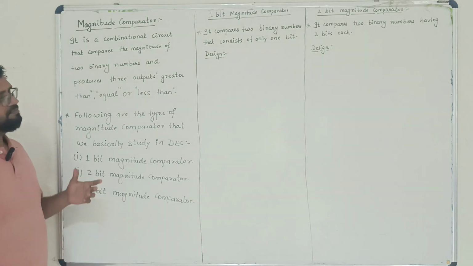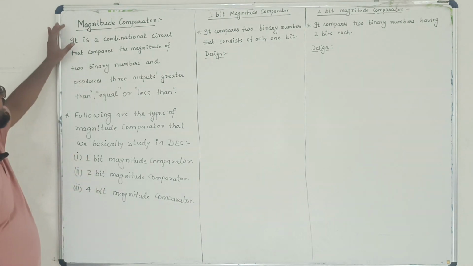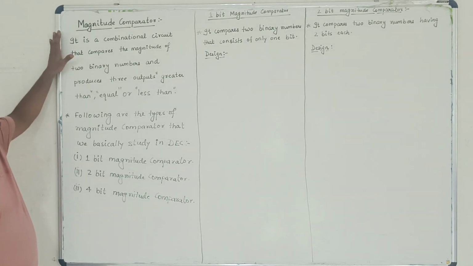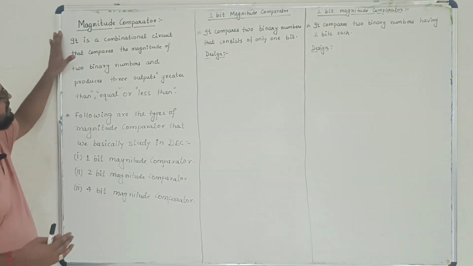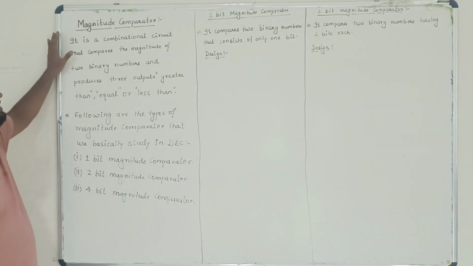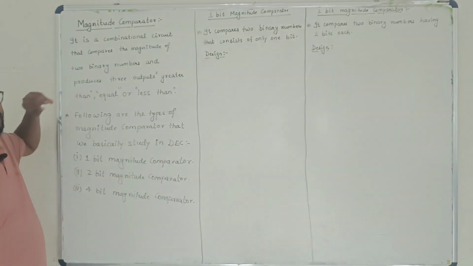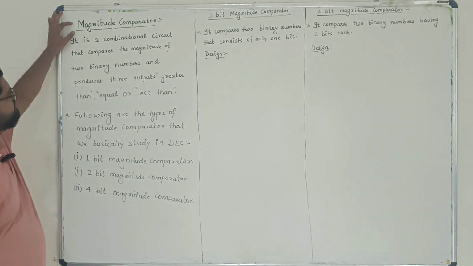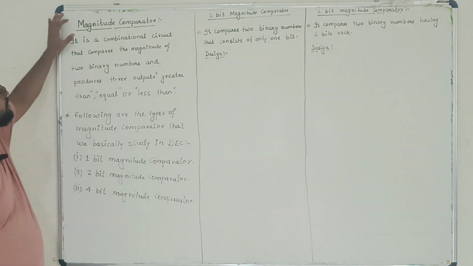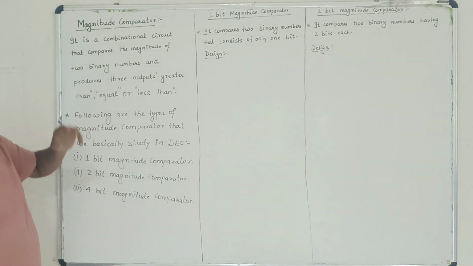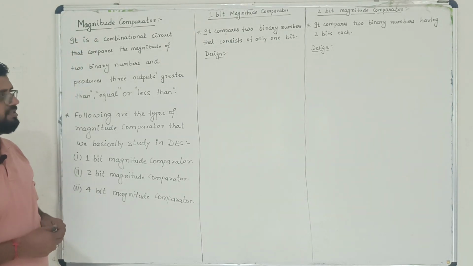So let us begin the analysis of magnitude comparator. As I have said, whenever we are designing or defining any type of device, we always take the help of its name, and from the name itself we derive all the things. So the name is magnitude comparator. As the name suggests, it compares the magnitude of two binary numbers.